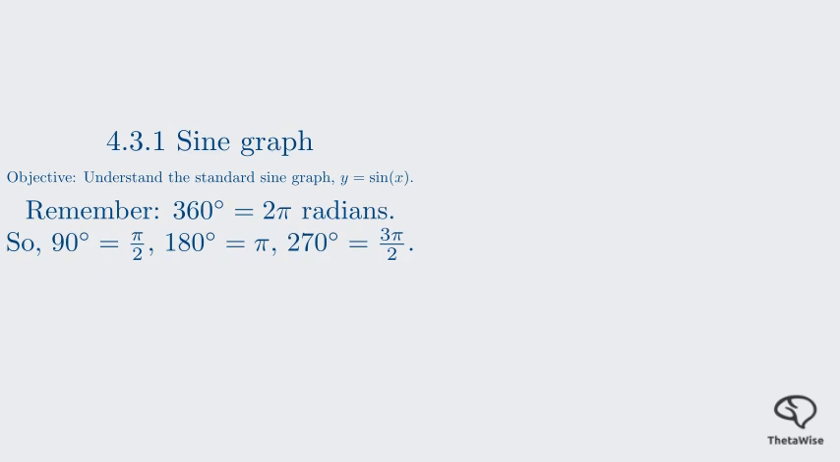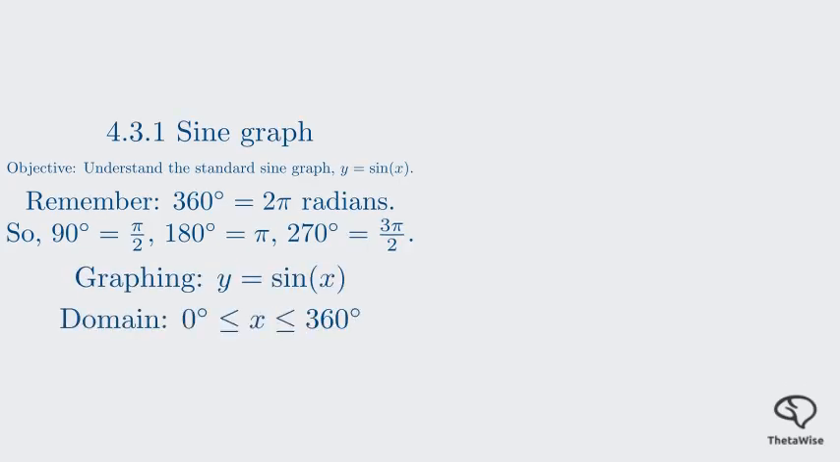Let's draw the standard sine graph on a domain from 0 to 360 degrees. Here is the equation we are graphing, y equals sine of x. We start with our coordinate system. The x-axis represents the angle in degrees from 0 to 360, with major tick marks at 90, 180, and 270. The y-axis represents the sine ratio, ranging from -1 to 1.